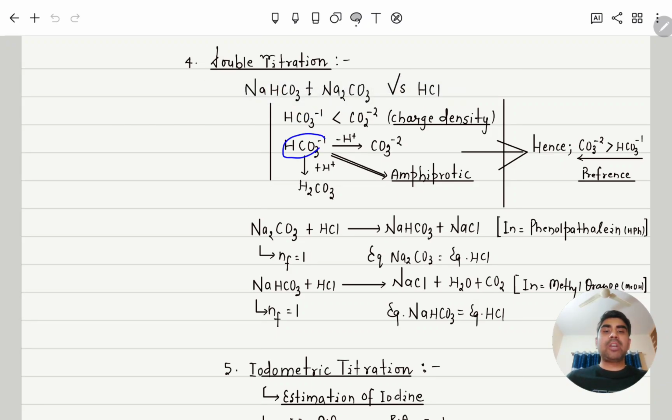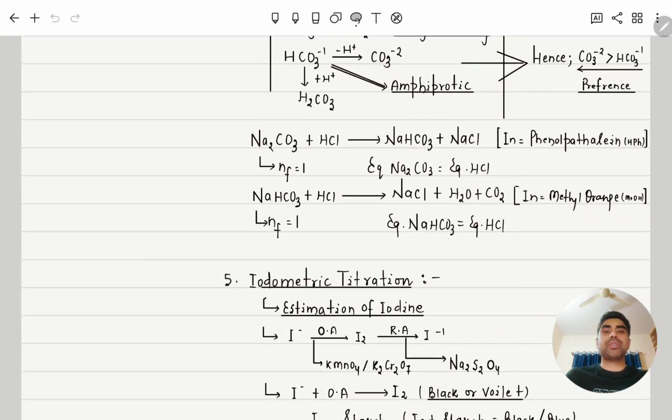Another reason is that bicarbonate can lose H plus and form CO3 2 minus, behaving as an acid, or it can accept H plus and become H2CO3. This type of substance is called amphiprotic, whereas carbonate cannot lose H plus, so it can only behave as a base, meaning it can accept H plus, right? That's why carbonate has a more basic nature compared to bicarbonate. Hence, due to charge density and more basic nature, H plus will first titrate carbonate, then bicarbonate.